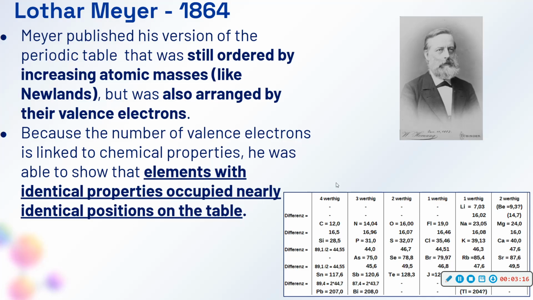So make sure that when you glue this in your notebook that you are making reference to carbon, silicon, tin, and lead. They all have the same number of valence electrons. Nitrogen, phosphorus, arsenic, antimony, and bismuth, they all have the same number of valence electrons. Okay, we're going to learn more about valence electrons in the next set of notes, but just understand that Lothar Meyer organized his periodic table by valence electrons.